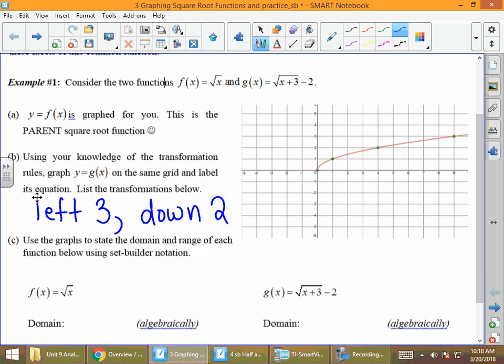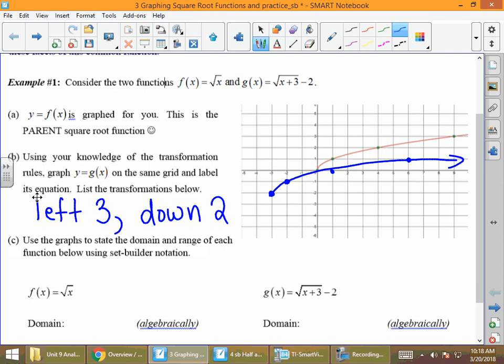So we're going to take all of our points on our graph here, and we're going to move them left 3 and down 2. So 0, 0 is going to move left 3, down 2. 1, 1 is going to move left 3, down 2. 4, 2 is going to move left 3, down 2. And 9, 3 is going to move left 3, down 2. And remember, when we're working with the transformed function, we're not changing the general shape of the function, we're just moving it around somehow.